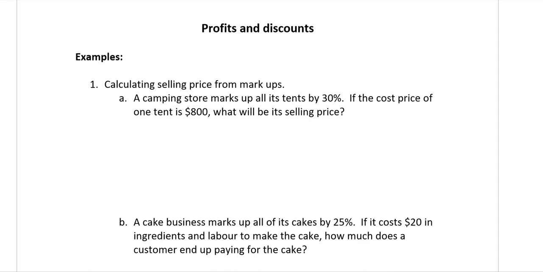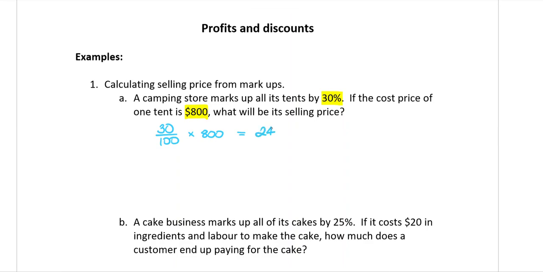The first thing we need to do is find 30% of the $800. Okay, that means you put the percentage over 100 and you times it by the 800. What is 30% of 800? Anyone work it out?